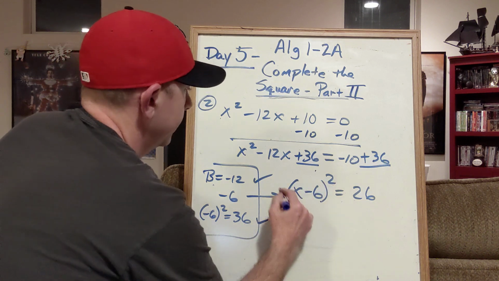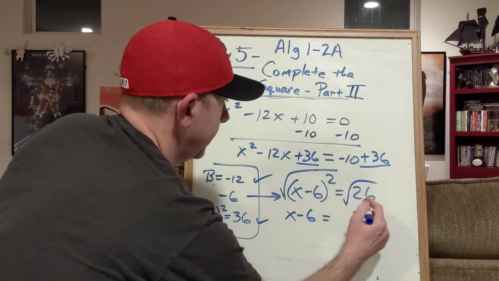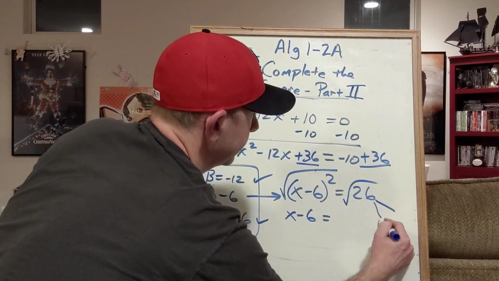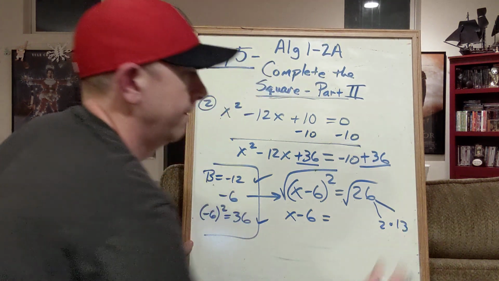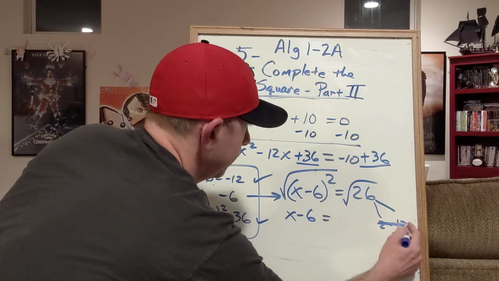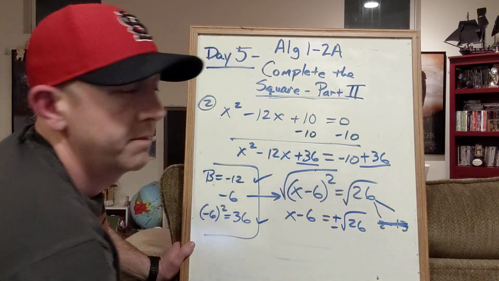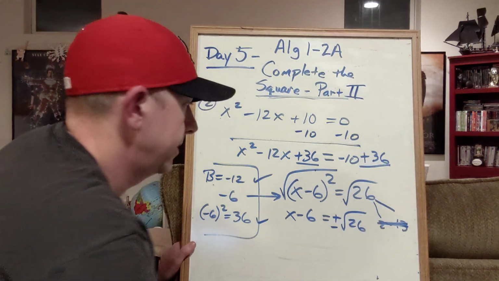To undo something squared, we're going to take the square root of both sides. We get x minus 6 equals radical 26. We could actually try to break this up: 2 times 13. There's no matches. So if there's no matches, we just keep it the same. We don't need to worry about that. So it's going to be plus and minus radical 26. Maybe later today or in the notes we'll see one where that does happen.